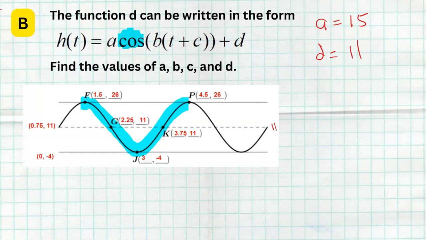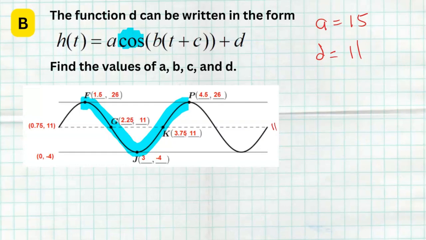If you wanted to start at the minimum, then you would need a negative on that A value, because if you start at your minimum, that's going to be a reflection across that midline. So keep in mind that A can be positive or negative, but in this situation, I want it to be positive based on how I shaded that blue section there.